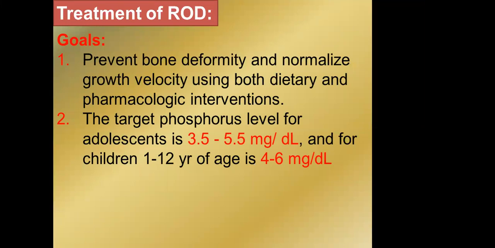So the goal: maintain the normal phosphorus level in the adolescent between 3.5 to 5.5 milligram per deciliter, and for children between 1 and 12 years of age, between 4 to 6 milligram per deciliter. When you achieve this number, you will get good growth and good bone for the baby. How do we reach these goals?